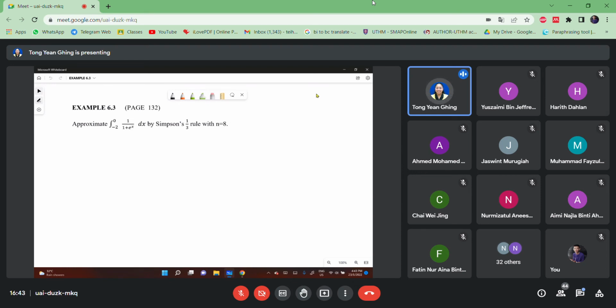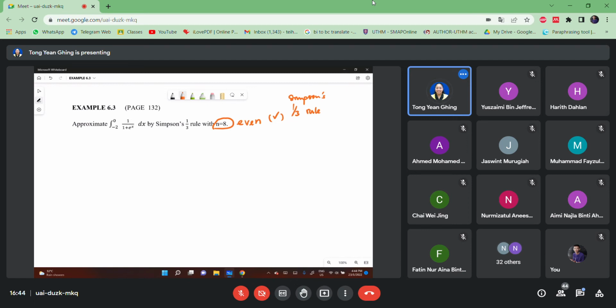Okay, approximate the integral from -2 to 0 of 1 over 1 plus e to the power of x dx using Simpson's one-third rule with n equal to 8. Okay, so look at this question. The number of segments n is already given here as 8. So this is an even number, which means we can use Simpson's one-third rule.